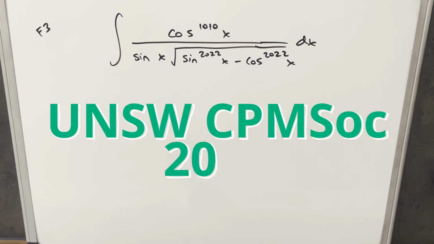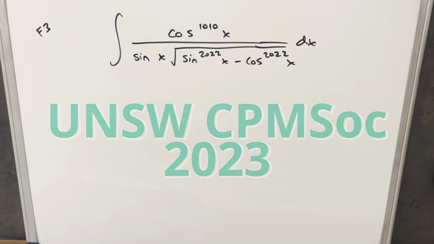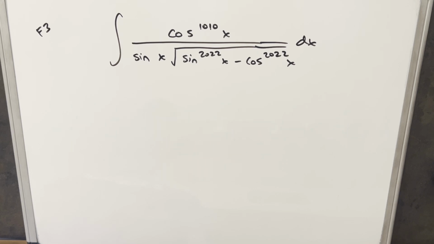Okay, we have here today a really good problem from the UNSW CPMS integration bee from 2023. This was finals number 3. We have the integral of cosine x to the 1010 over sine x times the square root of sine x to the 2022 minus cosine x to the 2022 dx.